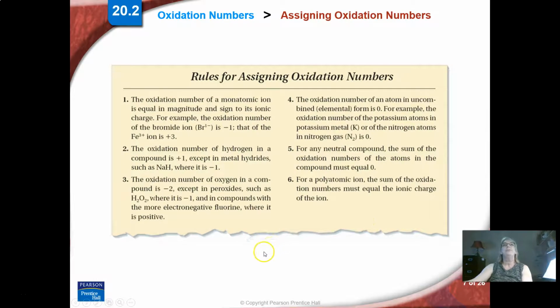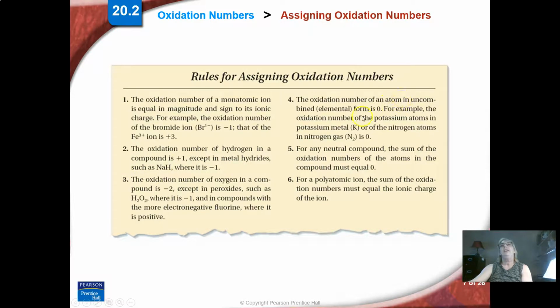So here are the rules. If you have an element in a group number, remember if it's bromide, it's going to be group 7, it's going to have a -1 charge. So the oxidation number is its charge. Most of the time hydrogen has a +1, that's a good rule to remember. Most of the time oxygen has a -2. So these are really helpful. This rule number 2 and rule number 3 are really helpful to figure out other things.